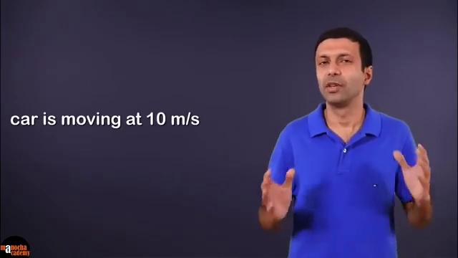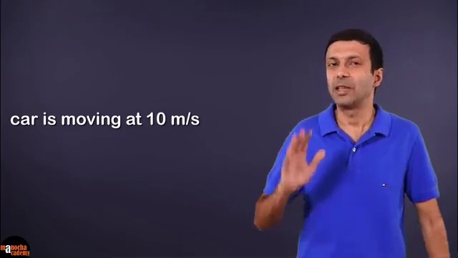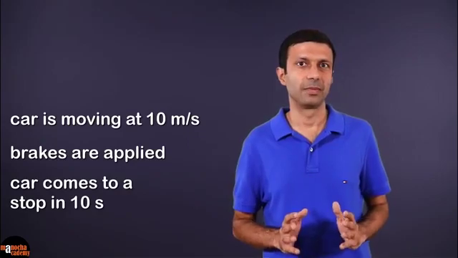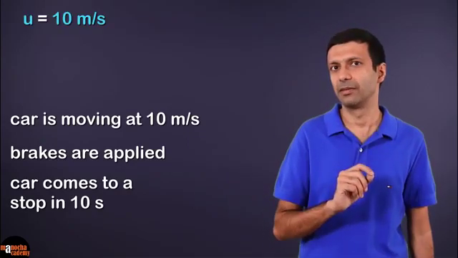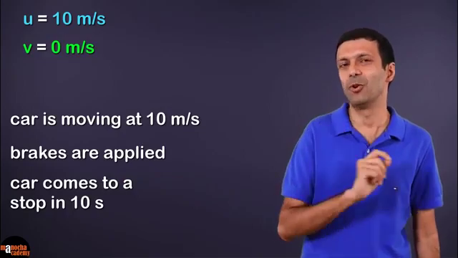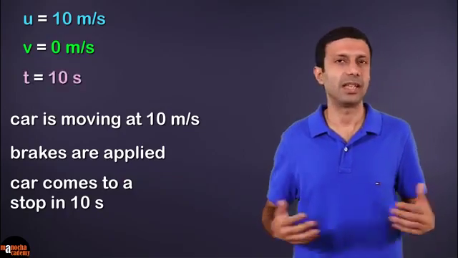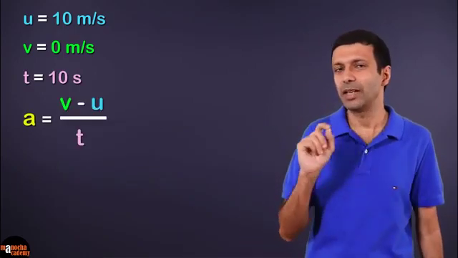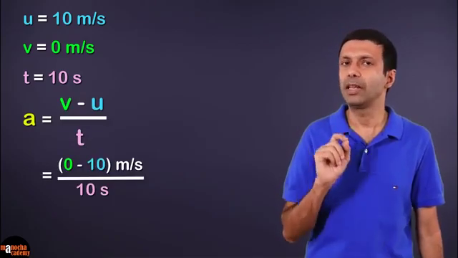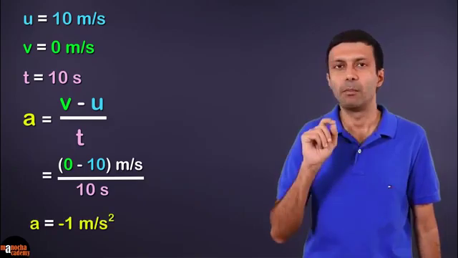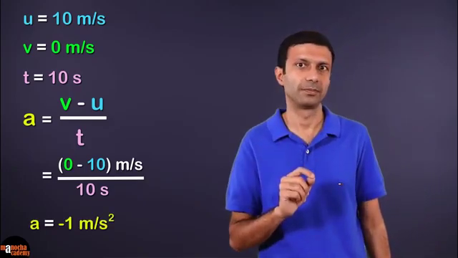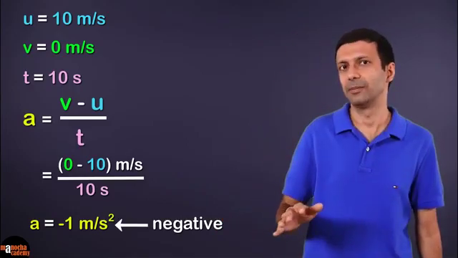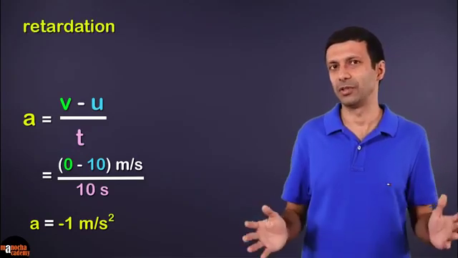Now the car is moving with a velocity of 10 meters per second and the brakes are applied. The car comes to a stop in, say, 10 seconds. So the initial velocity is 10 meter per second. The final velocity is 0 meter per second and the time here is 10 seconds. So what is the acceleration? Again, let's use the formula v minus u by t. So if you plug in the numbers, we get the acceleration as minus 1 meter per second square. The acceleration is negative because it's a case of decreasing velocity. And this is known as retardation.